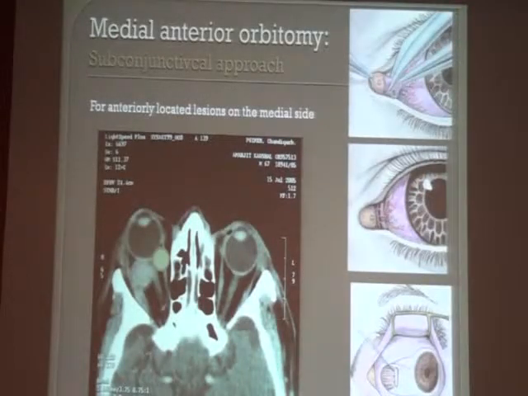Now, if the same lesion was located on the medial side as seen over here, then it would require a subconjunctival approach or the medial orbitotomy, and here an incision is given on the caruncle. For the medial rectus muscle, there may be a need to disinsert it, or it may not be, depending on the exact location. If it is extraconal, then you don't need to disinsert the muscle.